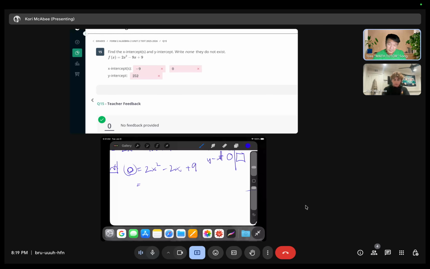Better than completing the square. So that's 0, okay? This is 0. So we're going to do the quadratic formula attempt. Now, I have a feeling we don't have to complete it. So we're going to do x equals negative b. This is your b. Negative 2 plus or minus the root of negative 2 squared minus 4 times a, which is 2 times 9. Okay, I'm right.